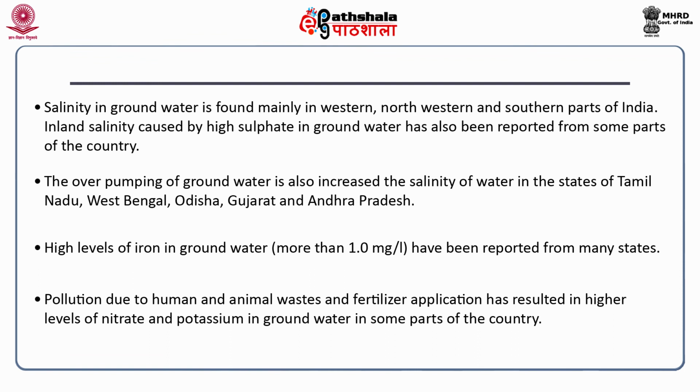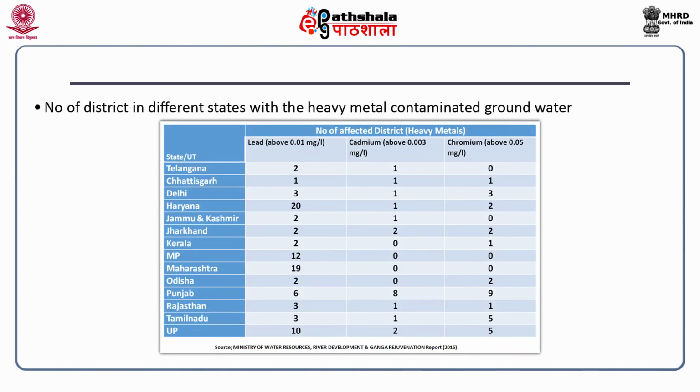Nitrate is a new kind of pollutant that has emerged due to excessive use of nitrogen fertilizer in agricultural fields. This table shows the number of districts in different states with heavy metal contaminated groundwater. You will find that in Haryana almost all the districts have lead in their groundwater. Similarly, in Madhya Pradesh 12 districts, in Maharashtra 19 districts and in Uttar Pradesh 10 districts have higher concentrations of lead, and only if more and more monitoring studies are carried out will the picture be clear.